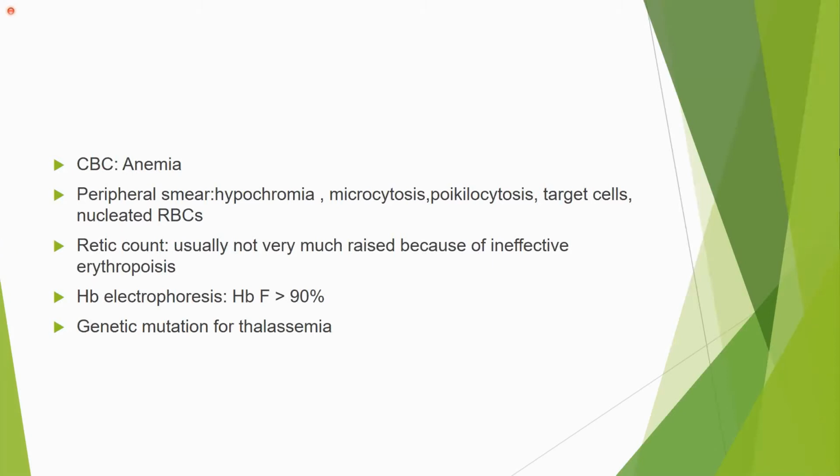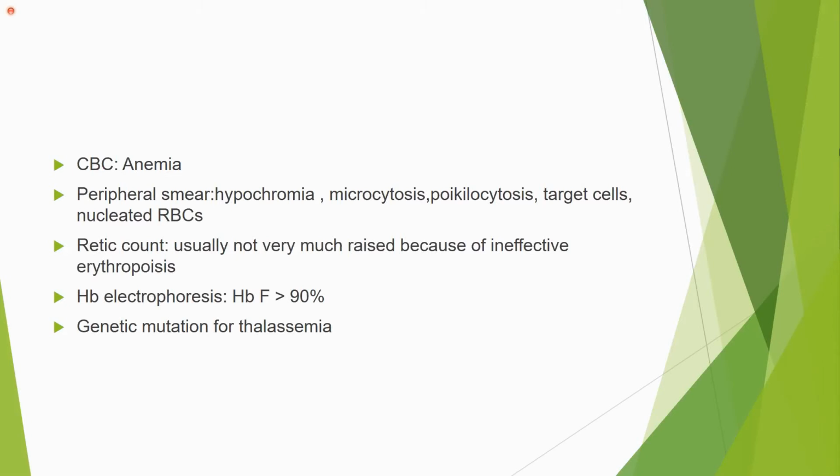Now, how are you going to investigate a child with a suspected case of thalassemia major? First of all, we'll go for the CBC, which shows anemia, and then we go for the peripheral smear, in which there is hypochromia, microcytosis, poikilocytosis, target cells, and nucleated red blood cells. The reticulocyte count usually is not very high because of ineffective erythropoiesis. In cases of acute hemolysis like G6PD deficiency or immune hemolysis, the bone marrow is under stress and produces immature RBCs that are released into the circulation, and we get an increased retic count.